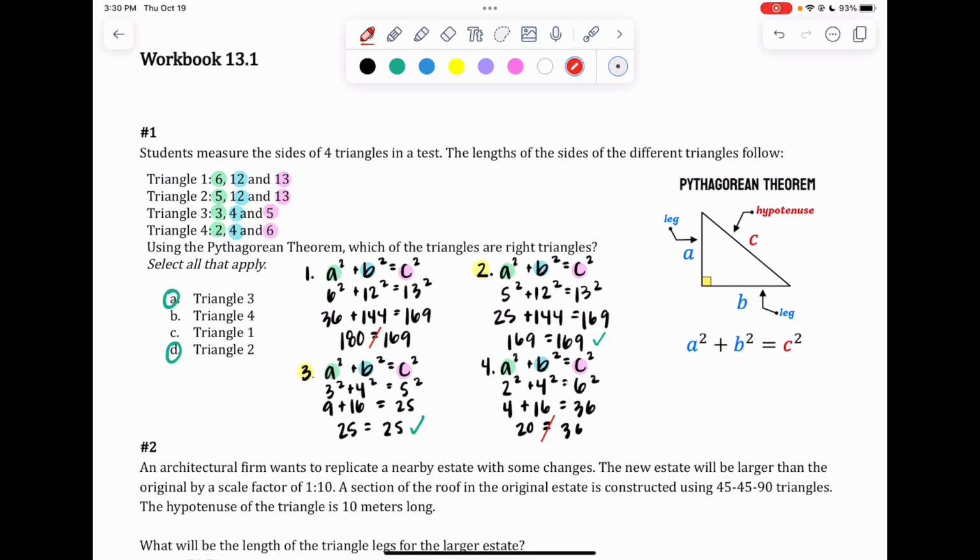So to determine if any triangle is a right triangle, you take the legs and the hypotenuse and put them into the Pythagorean theorem, and if it makes the equation true at the end, it would confirm that it's a right triangle, and if it's not true, it's not a right triangle. And then just remember that the longest side of the triangle has to go in for C because that's the hypotenuse.